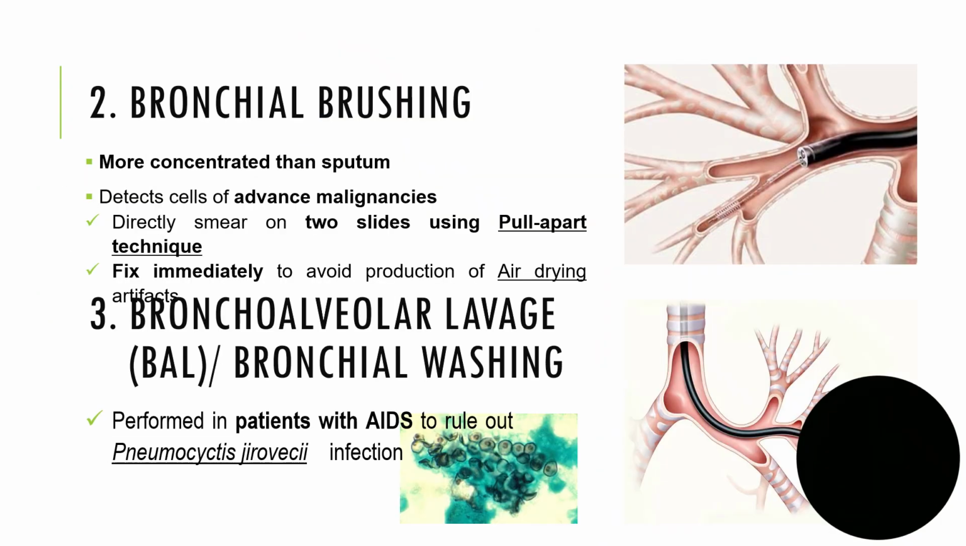Moving on to bronchial brushing. This technique uses a small brush passed through a bronchoscope to directly scrape cells from the bronchial mucosa. Because the brush directly contacts the epithelium, the specimen is more concentrated than the sputum and contains more representative cells. It is particularly useful for detecting cells from advanced malignancies, tumors that are accessible to the bronchoscope.